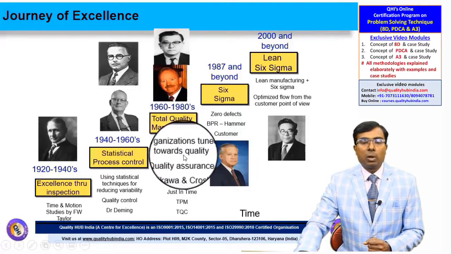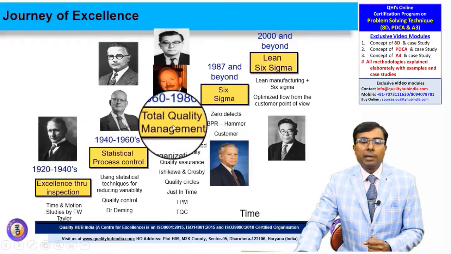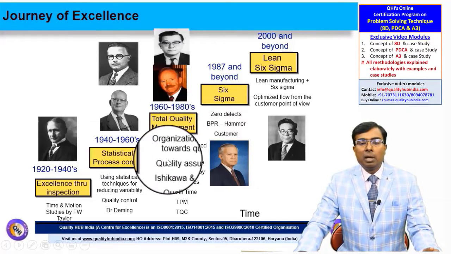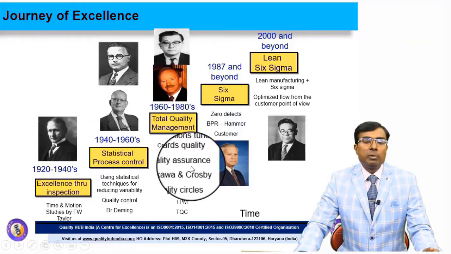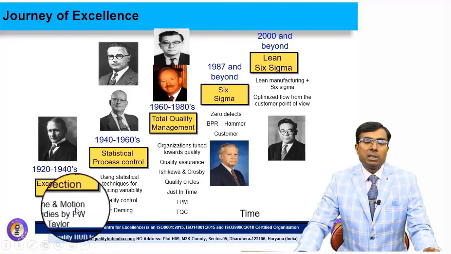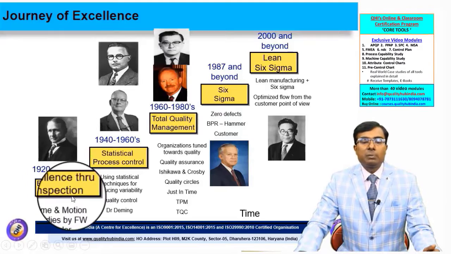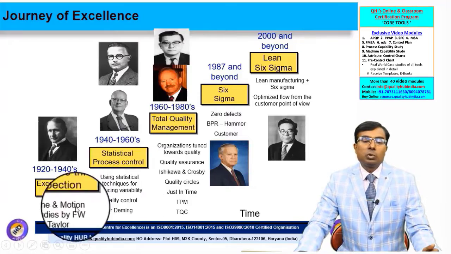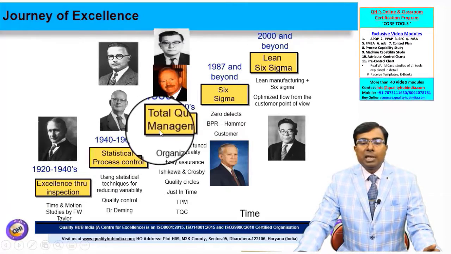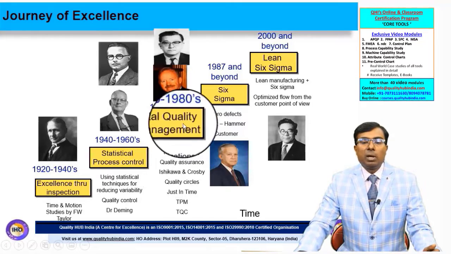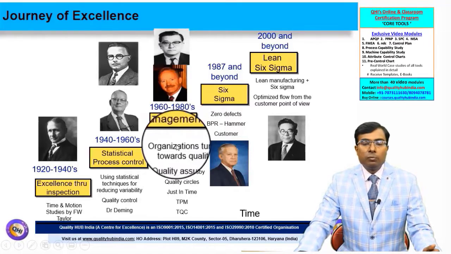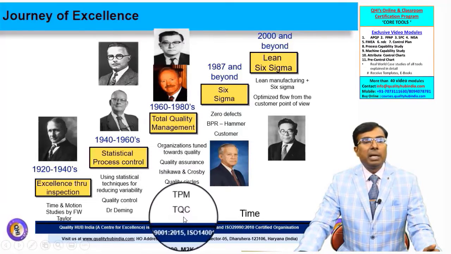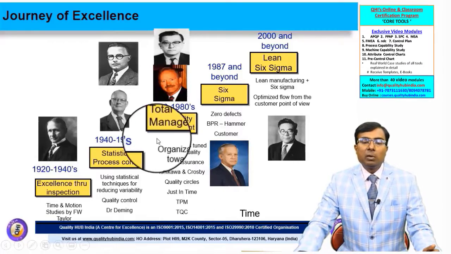Organizations tuned toward quality, the focus increased during this time, and the concept of total quality management, TQM, evolved during this time, and the focus was also on quality assurance. So moving from quality control to assurance. During the earlier period the focus was on inspection, and during the next period the focus moved on to quality control. Some evolution has come, and during this time we were talking about quality assurance and total quality management, and some other concepts which also evolved during this period, that is quality circles, just in time, TPM and total quality control. So many concepts evolved.